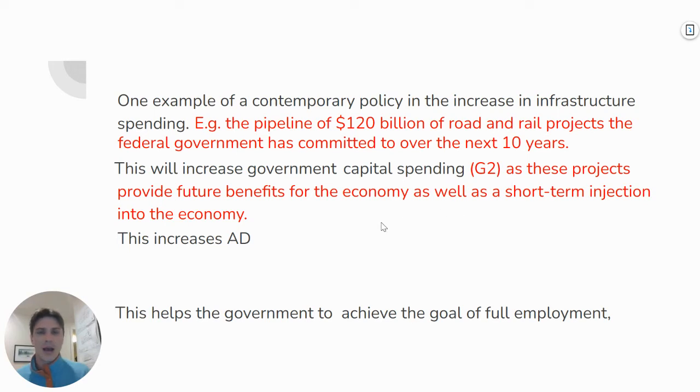But I never really know how to extend this. So I've just said that these projects will provide future benefits to the economy. Remember, as I said before, we're just thinking about the AD impacts now. But infrastructure policies are going to provide long-term supply-side benefits as well. That's why they're capital spending. And we'd also say that this is a short-term injection, like I just said.